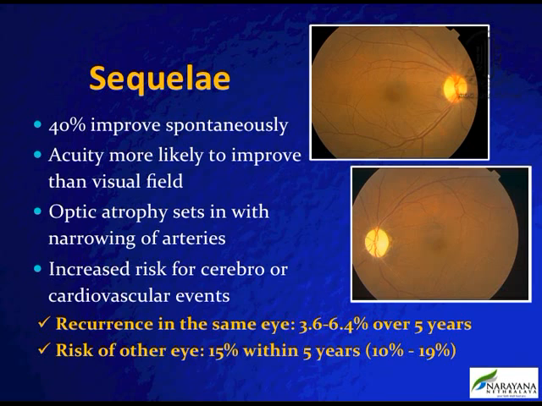cardiovascular events, and therefore we need to monitor them and find out, and in those cases intervene and treat the actual pathology. It is seen that recurrence in the same eye is seen in about 6% over 5 years. The risk to the other eye is about 15% within 5 years, specifically if there is a disc at risk.